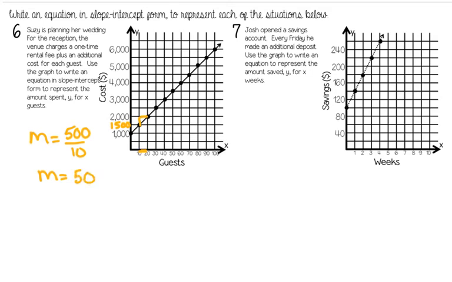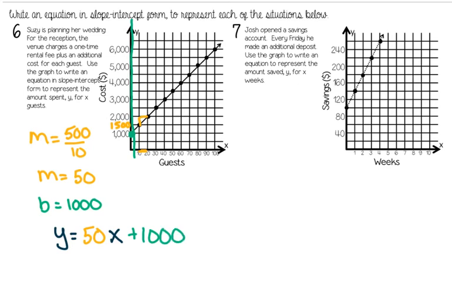Okay, now I still need to find the y-intercept. So that's where it crosses the y-axis. So this right here is our y-axis. So here, our y-intercept is 1,000. So my equation becomes y equals 50x plus 1,000.